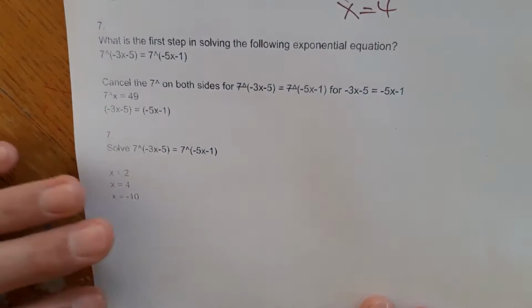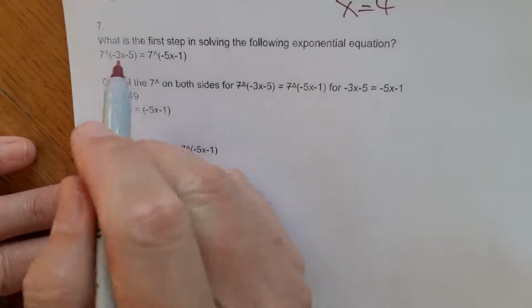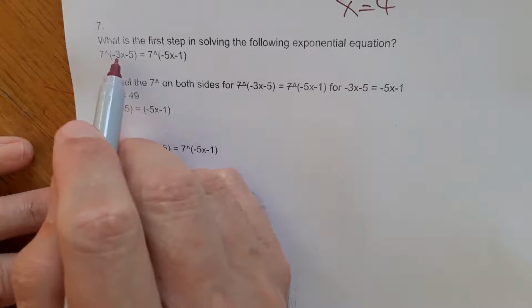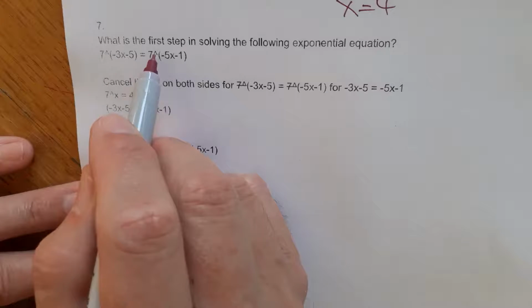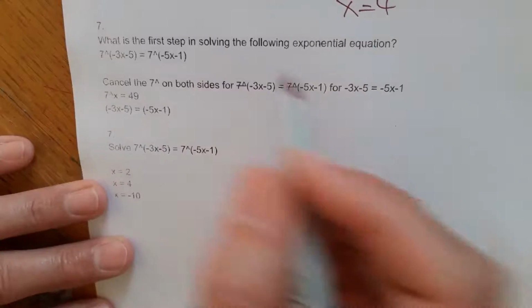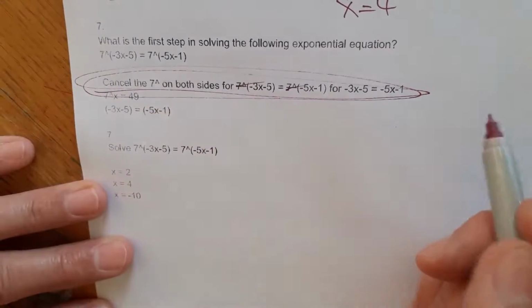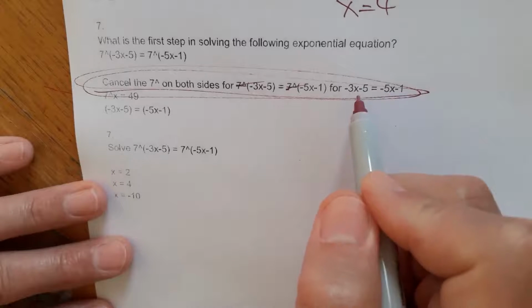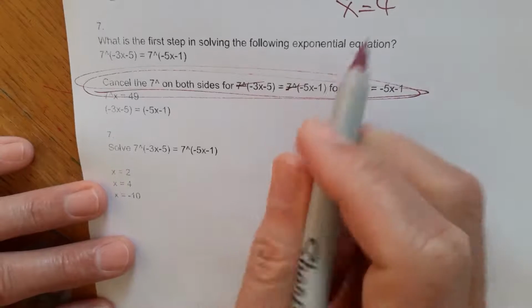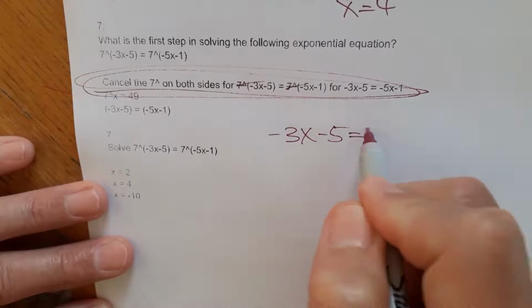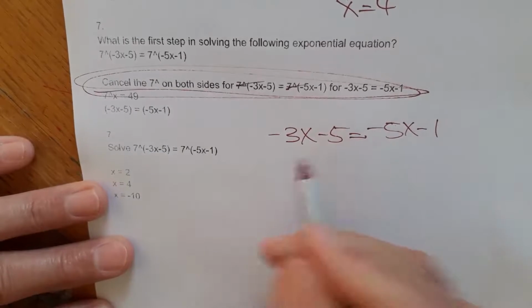Okay. Let's see, one more? Okay, so one more. That's all they're doing with us. If we have a 7 raised to the power negative 3x minus 5 equals 7 raised to the power negative 5x minus 1, we can cancel both of those 7 raised to the power of, right, and just be left with the others brought down and solve that equation directly. So we're left with just negative 3x minus 5 equals negative 5x minus 1.